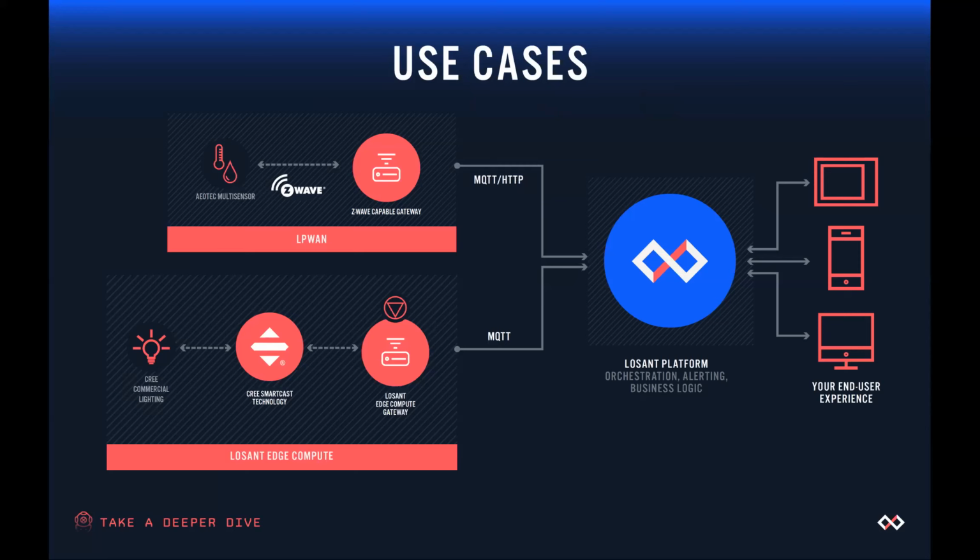Something like an AOTech multi-sensor is a very inexpensive battery-powered option, but there are a lot of Z-Wave or Zigbee-powered sensors that you can find off the shelf and install in your office space. Each one of those talks to a local gateway. Z-Wave, Zigbee, and Bluetooth are unable to talk directly to the internet, so they're going to talk to some kind of local gateway. Again, these are all available off the shelf, and you can install these into your own space fairly easily.